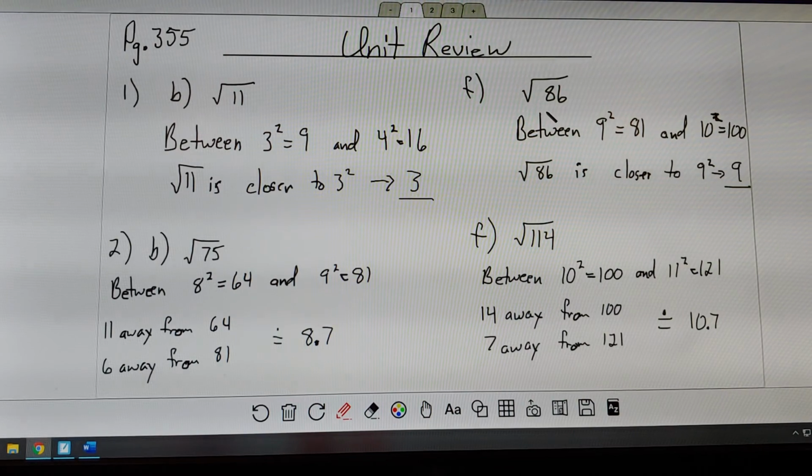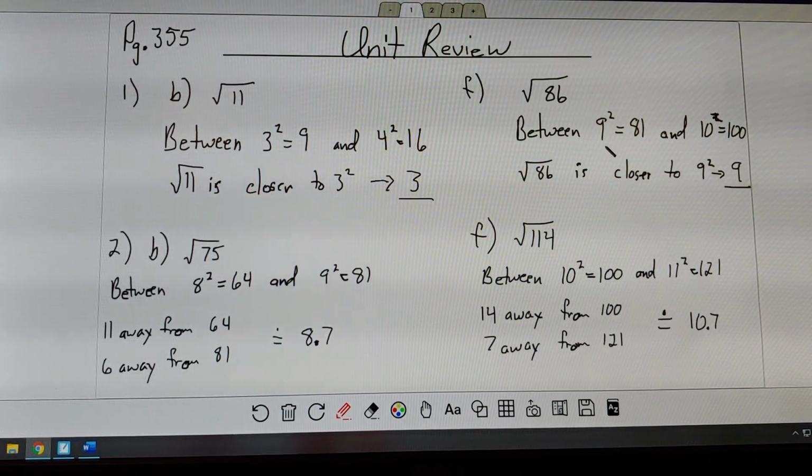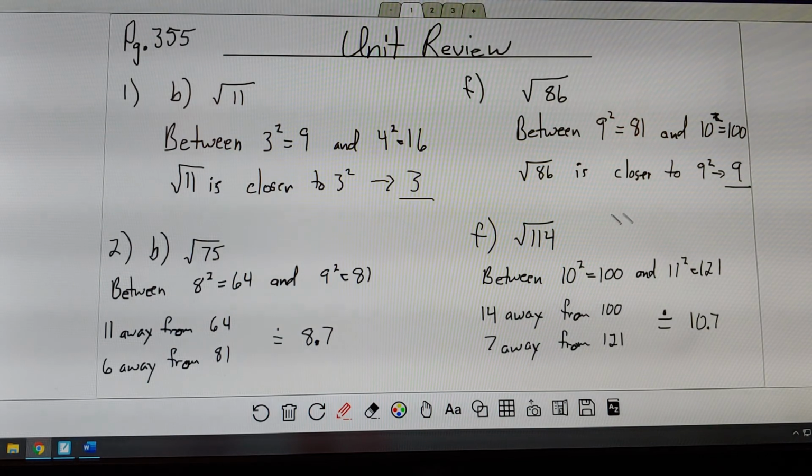F asked for an estimate of square root 86. Okay, well, I know that 9 times 9 is 81, and 10 times 10 is 100. 81 is closer to 86 than 100 is, so square root 86 is going to be closer to 9.